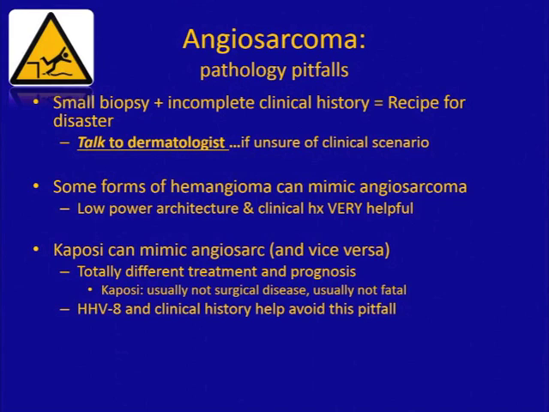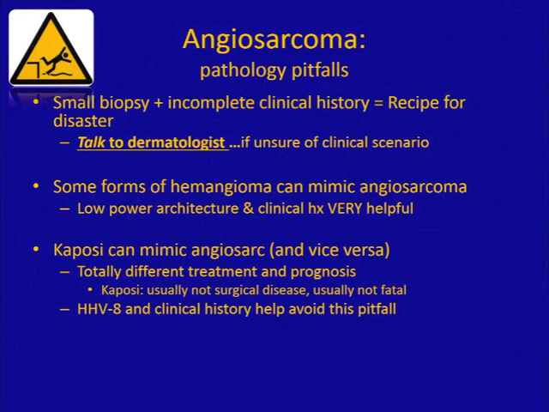In the setting of HIV, we try to treat the immunosuppression, and you're trying to get their immune status better to fight off the HHV8 infection. But usually big surgery is not indicated, whereas for angiosarcoma, surgery is the mainstay of treatment. So fortunately, we now have the HHV8 immunostain, which is very useful and can really help you. And anytime you have any doubt about Kaposi sarcoma, just do an HHV8.